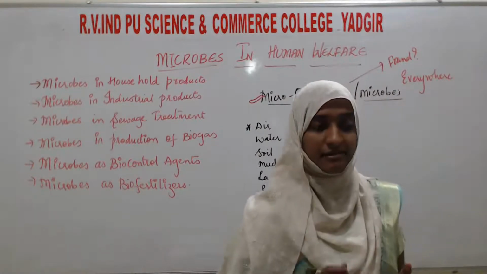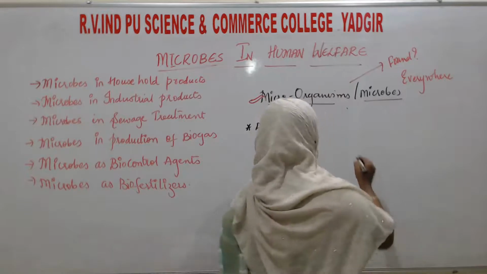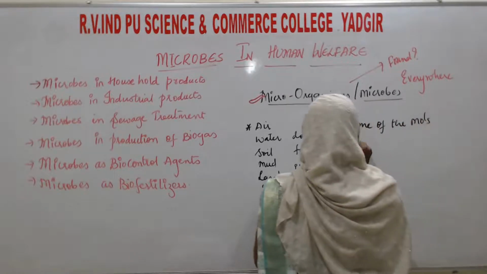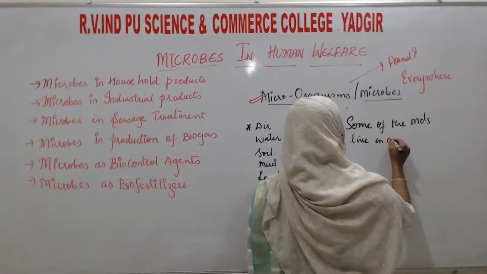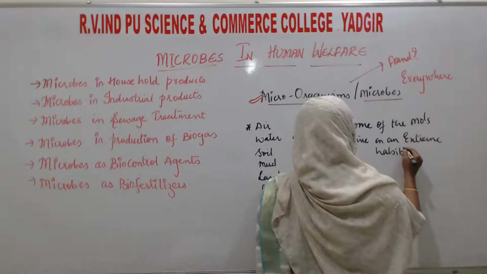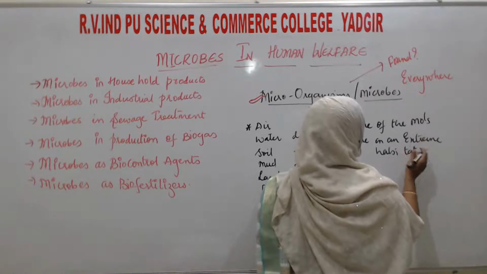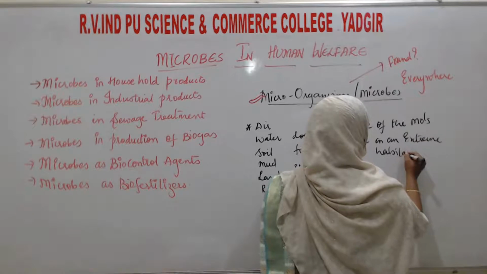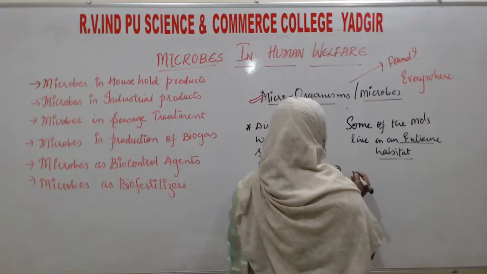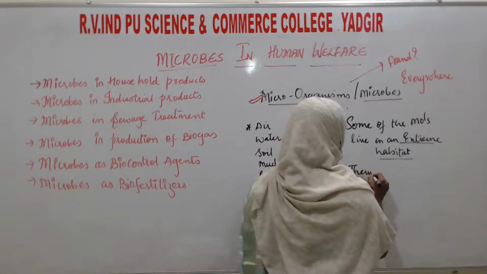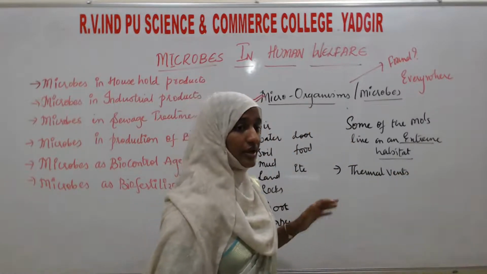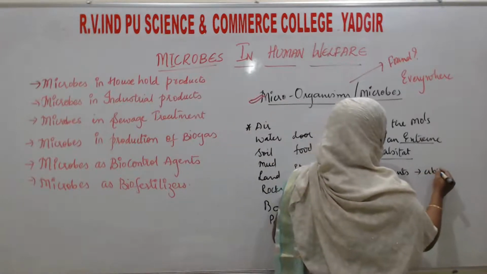That means some microorganisms live in an extreme habitat. What is this extreme habitat? They live in thermal beds, or we can also say geysers, where the temperature is above 100 degrees Celsius.